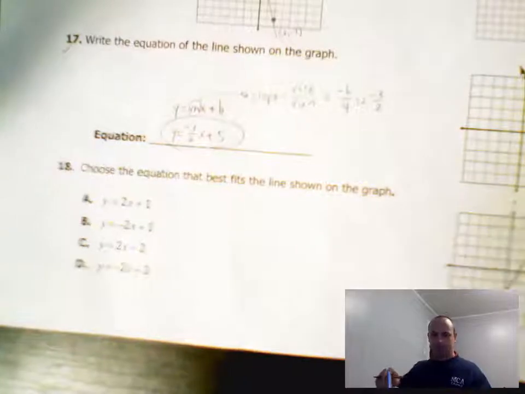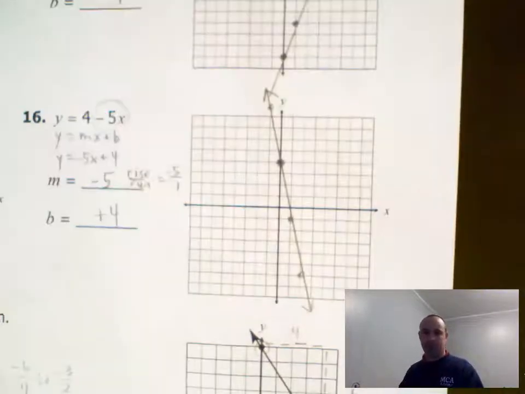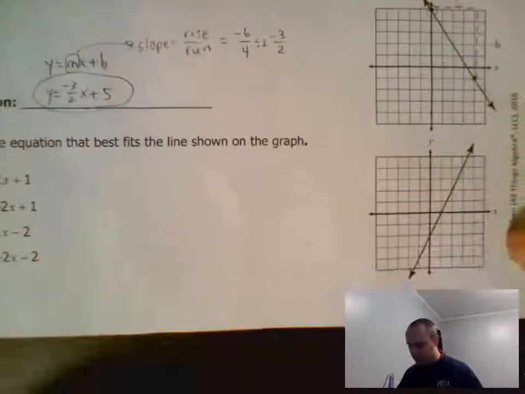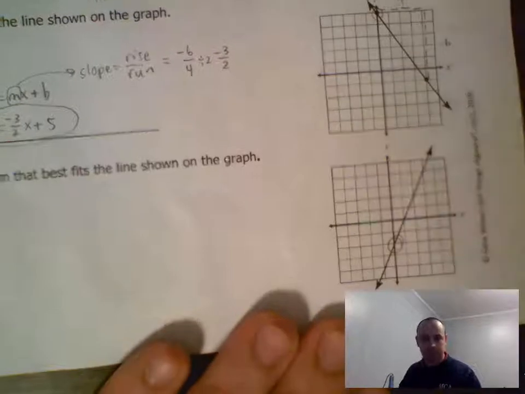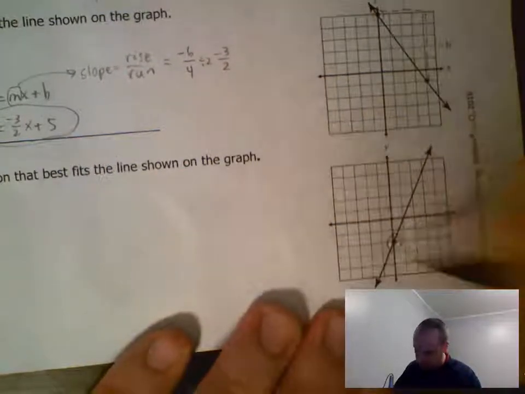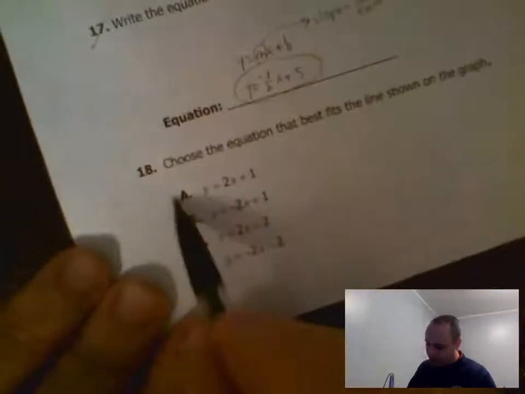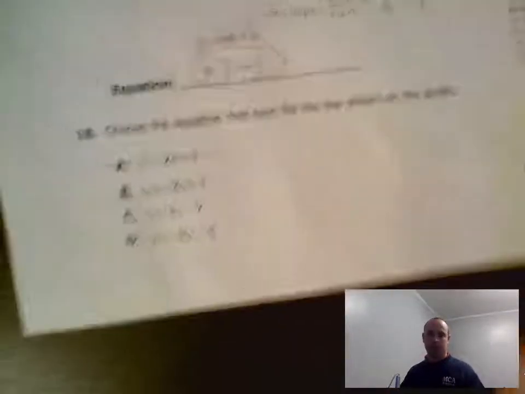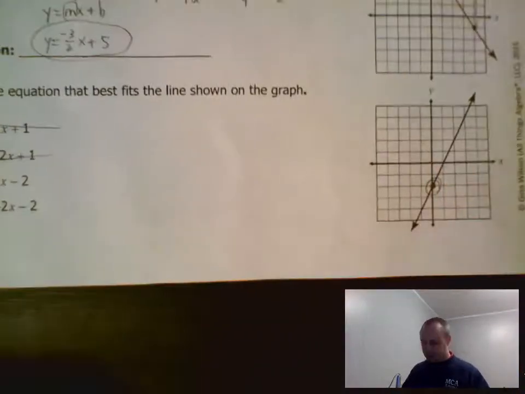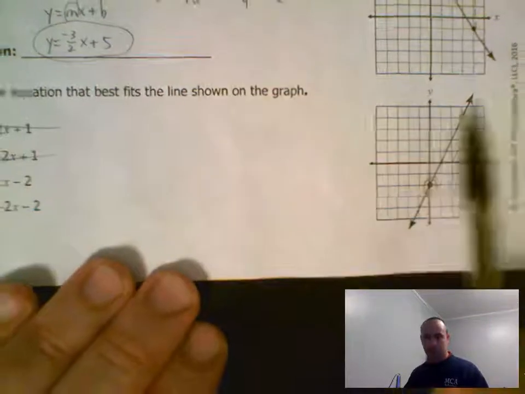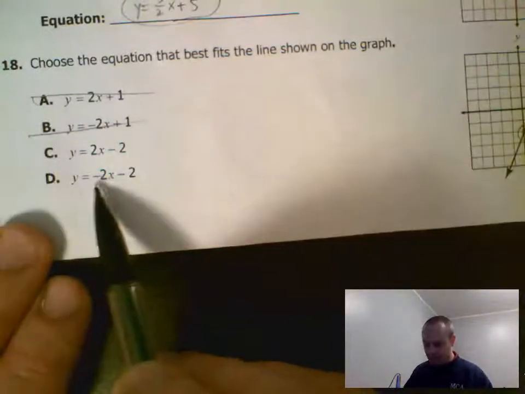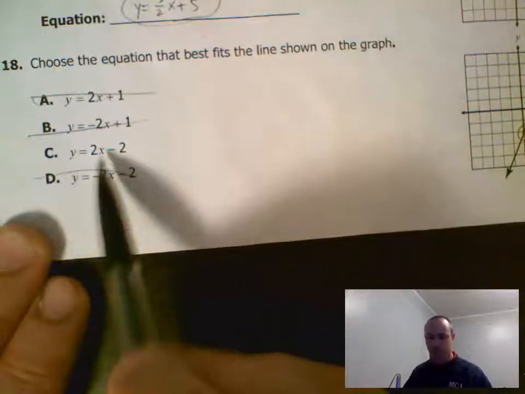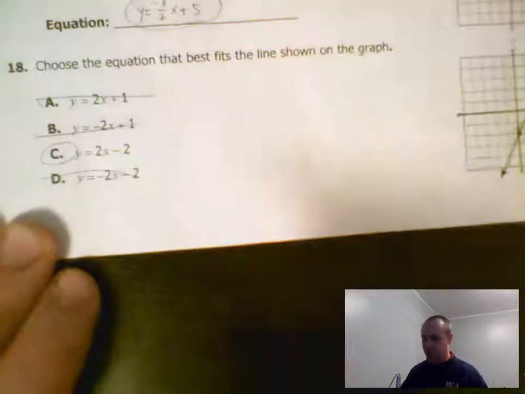All right. Last one. If you need to pause that and look at that, you can. Last one, number 18. Choose the equation that best fits the line shown on the graph. Okay, well, I can see this thing right here crosses at -2, right? So right now I can cross off A and B. Now, if I walk this way from left to right, I'm going uphill, right? So we know that's a positive slope. So I can cross off D because that's not a positive slope. So I know my answer is C just based on those things.